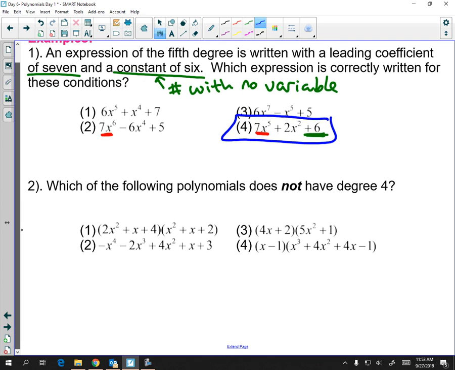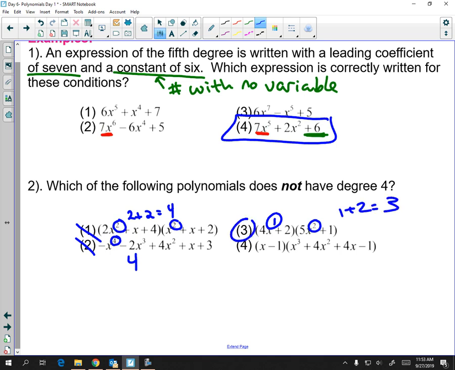In number 2, which of the following polynomials does not have a degree of 4? Well, for choice 1, the largest exponent of each section is 2 plus 2. That gives me a degree of 4, not your answer. Choice 2 is in standard form, so my largest exponent is 4, not my answer. I have an exponent of 1 in my first group, an exponent of 2 in my second group. This one has a degree of 3.